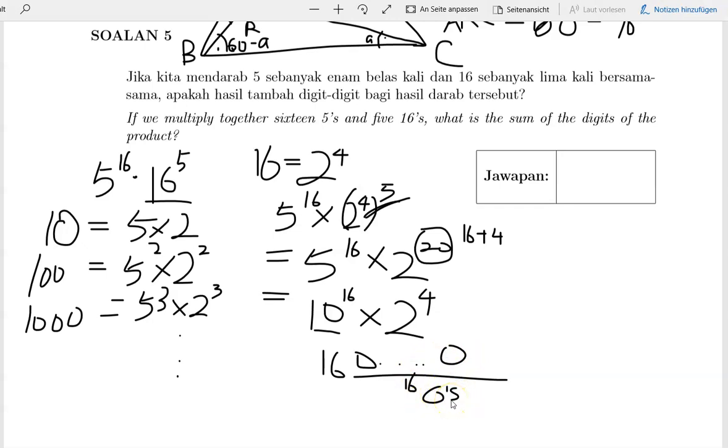So what is the sum of the digits of the product? I think this is very obvious. Just add 1 plus 6 and then you get the answer 7. Okay, so done. This is a relatively quick one.